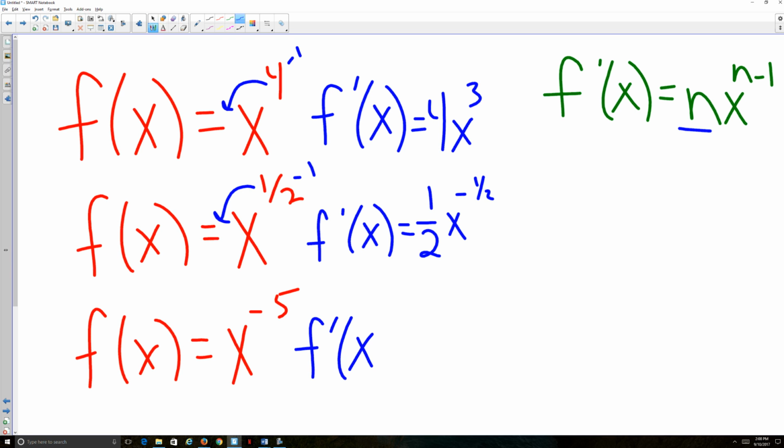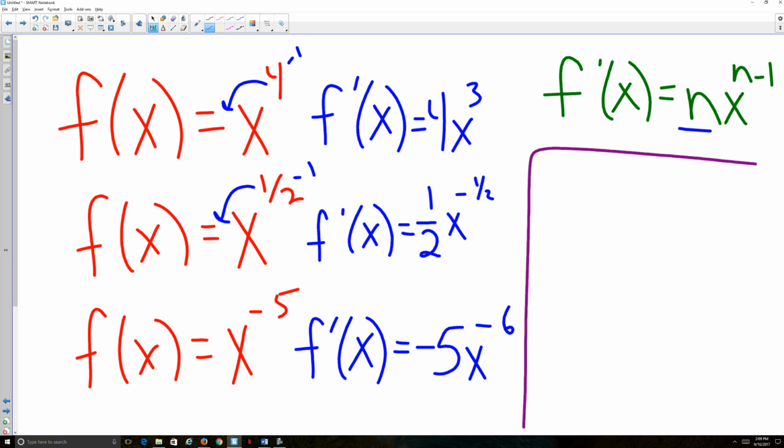Or f prime of x equals -5x to the -6. All right, so that's simple things. All right, so what happens if we multiply by a constant? Okay, so what happens if our f of x is instead 3x to the 4th? Well, the same thing happens. We're going to multiply by the 4 here, and we're going to subtract 1.